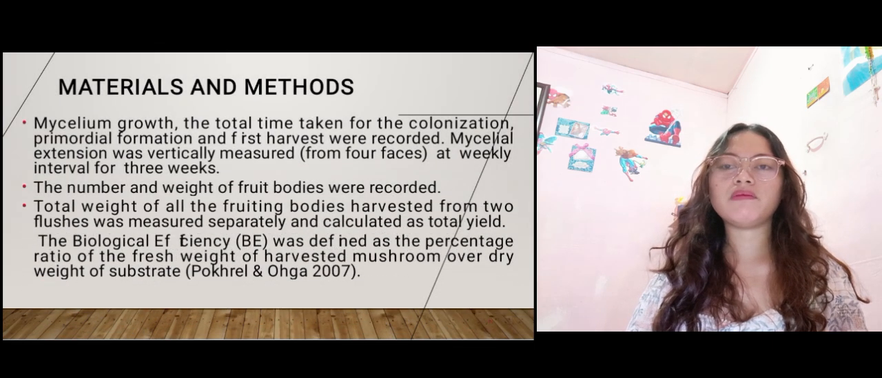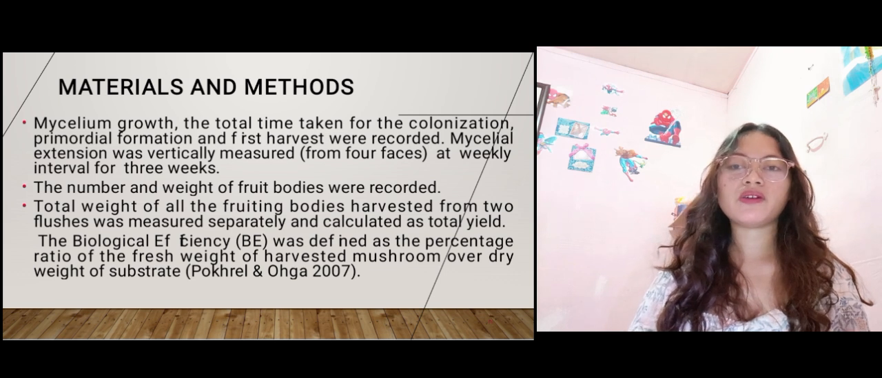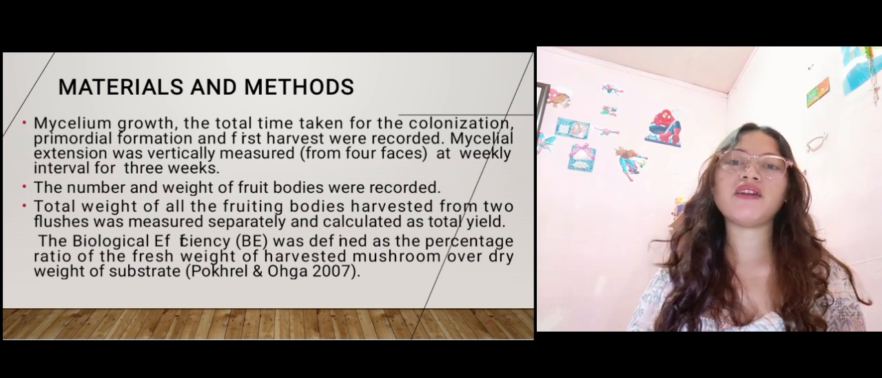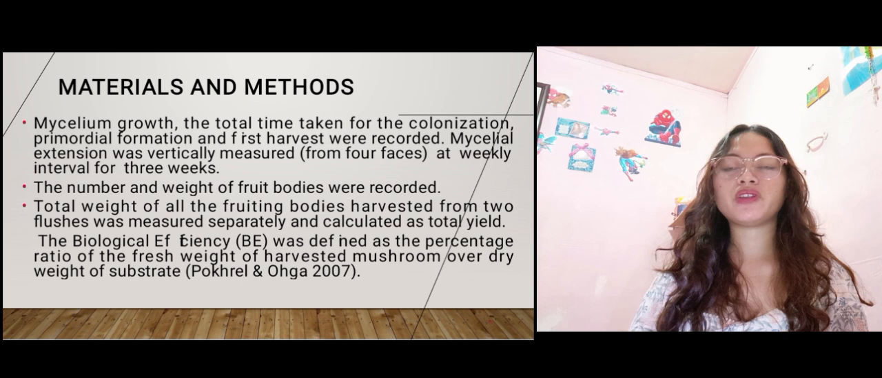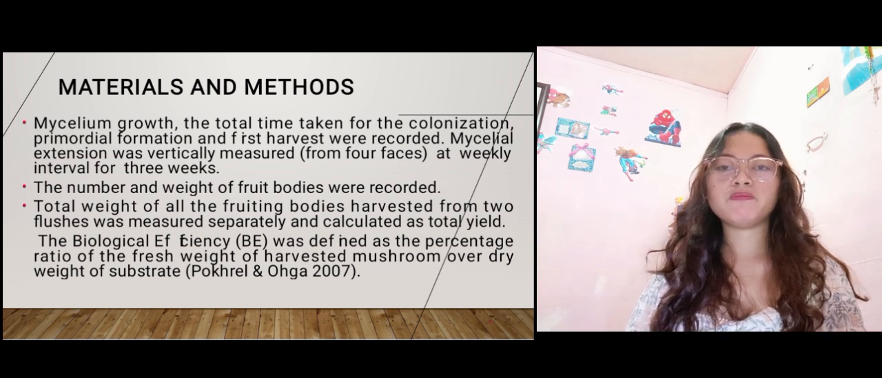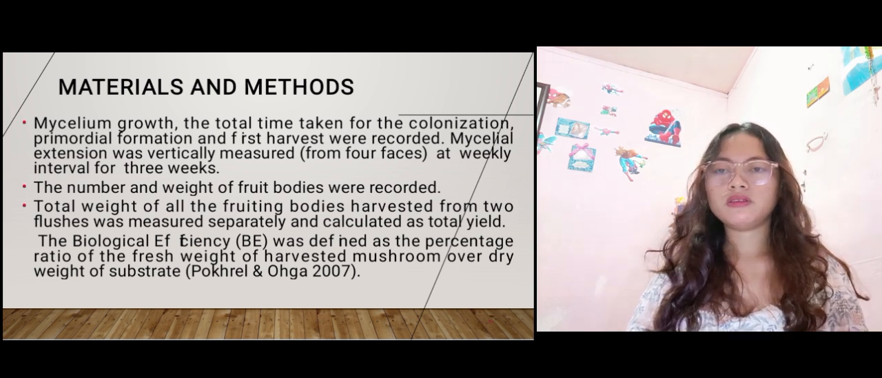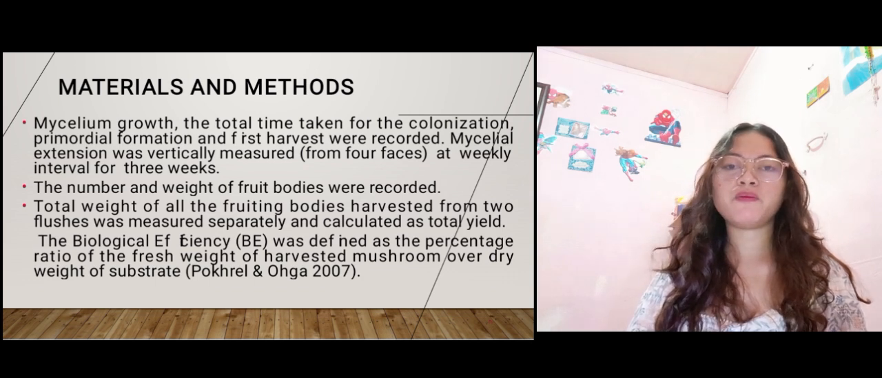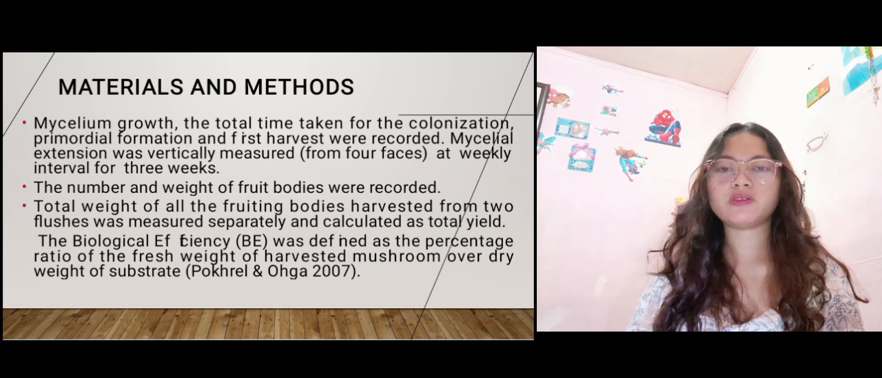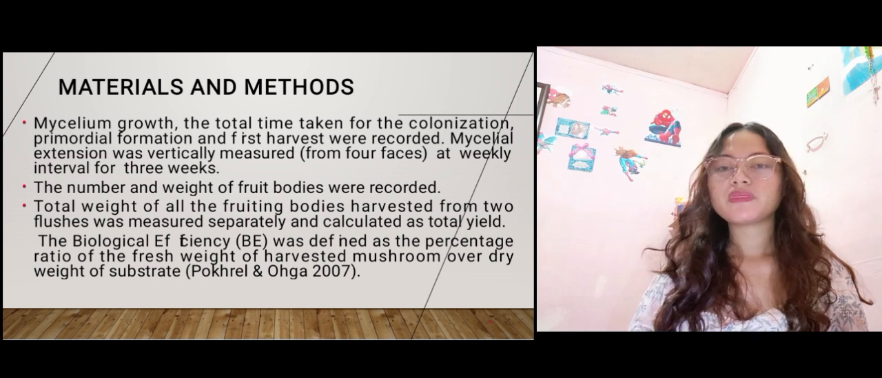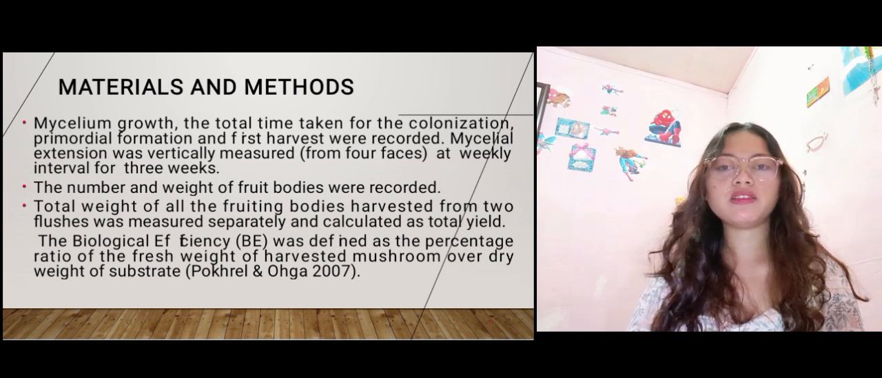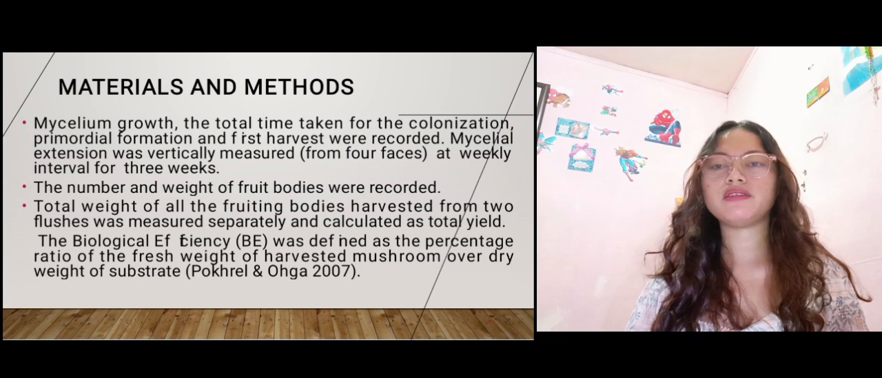Mycelium growth, the total time taken from the colonization, primordial formation, and first harvest were recorded. Mycelial extension was vertically measured from 4 pieces at weekly interval for 3 weeks. The number and weight of fruit bodies were recorded. Total weight of all fruiting bodies harvested from 2 flushes was measured separately and calculated as total yield. The biological efficiency or BE was defined as the percentage ratio of the fresh weight of harvested mushroom over dry weight of substrate.